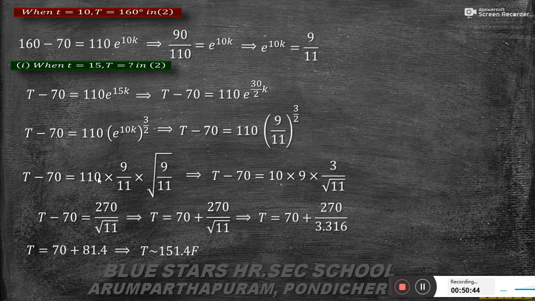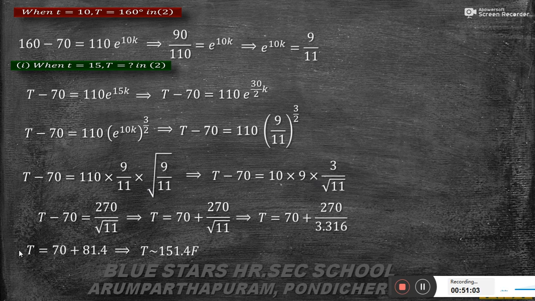So the answer is 10. So 10 times 11 is 110. So 11 divides 110, the answer is 10. So 10 into 9 into 3 by, I take the square root in the numerator and denominator. So square root of 9 is 3, 3 by square root of 11.